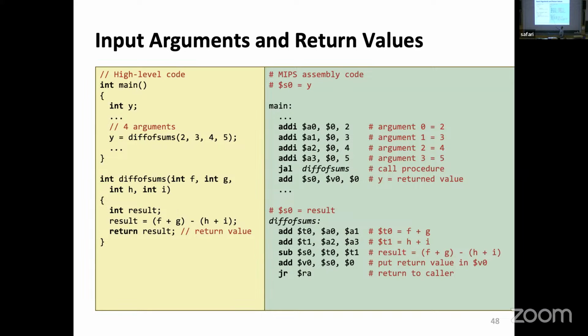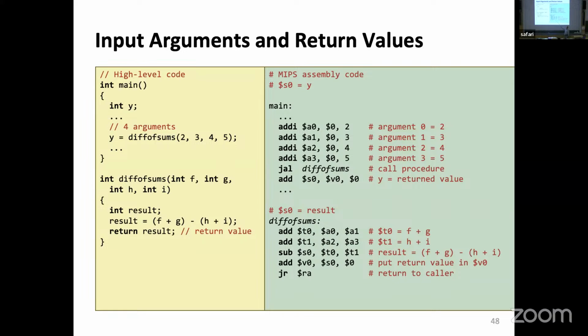Now somewhere there is diff of sums, and we want to calculate these temporary variables. So T0 is A0 plus A1, f plus g. The other one, T1, is A2 plus A3, h plus i. Now I subtract T1 from T0. So this minus this goes into S0.